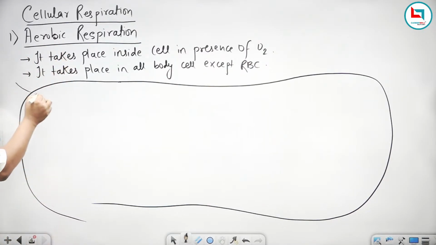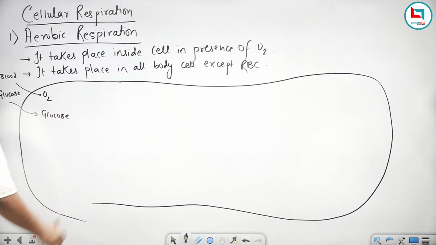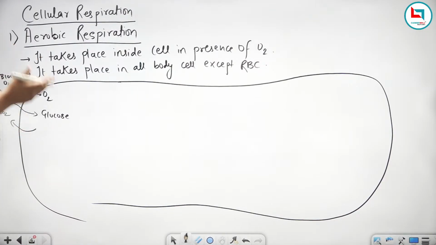Now the oxygen comes inside the cell through blood, as well as the food that is in the form of glucose comes inside the cell through blood, and this cell will excrete out carbon dioxide into the blood, and blood will carry it towards the lungs, and from lungs when we exhale the air, this carbon dioxide will be removed out.